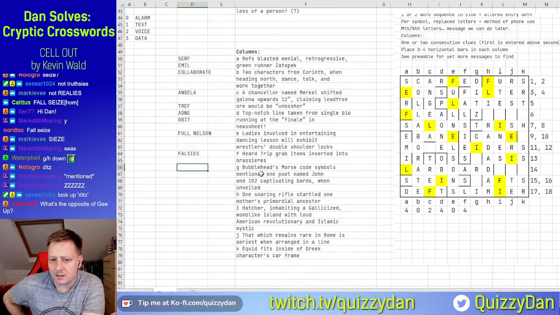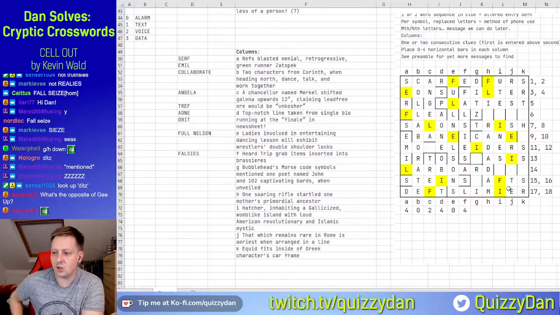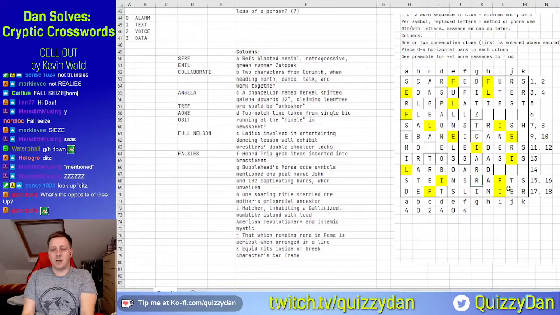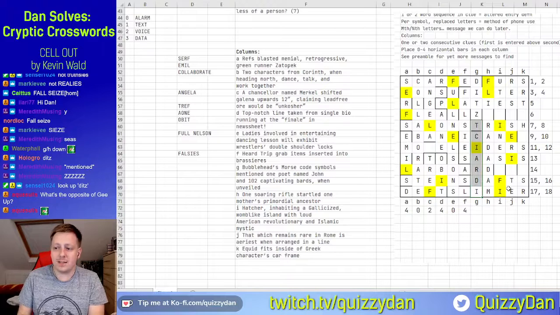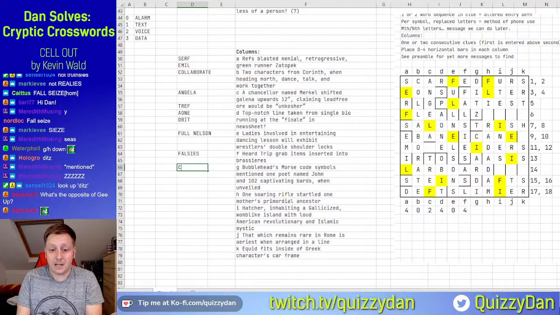One poet, as mentioned, one poet named John and 102 captivating bards when unveiled. So bards when unveiled would be ard. So I'm assuming there's a John Ciardi, or Ciardi. I'd be happy with that though, based on the wordplay. And that gives us 2 lines in that one. If someone could confirm that, that would be really useful.